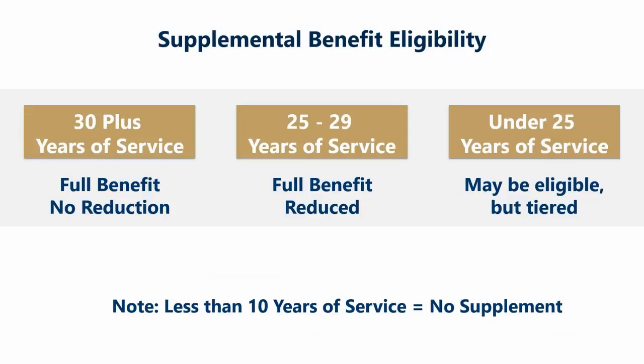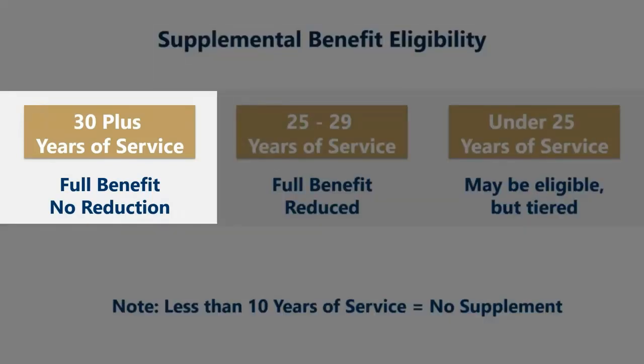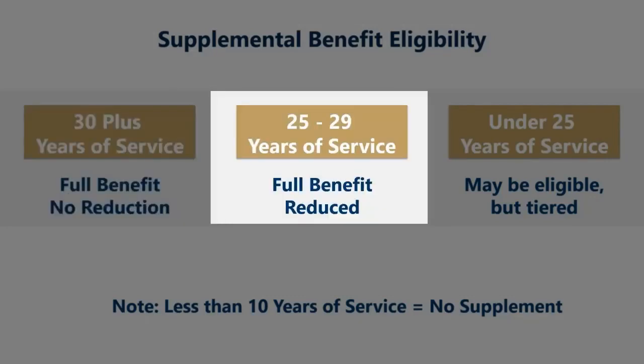Your supplemental benefit eligibility, also known as the double bubble. Now, how do you qualify for that? If you have 30 or more years of service, you will get your full supplemental double pension. An example is if your pension was $3,000, your supplement would be $3,000. Now, if you have between 25 and 29 years of service, you would get your supplement, but it would be reduced because you didn't have 30 years of service.